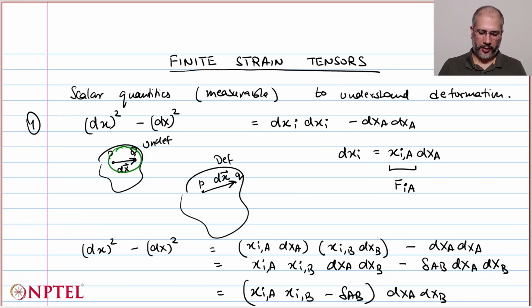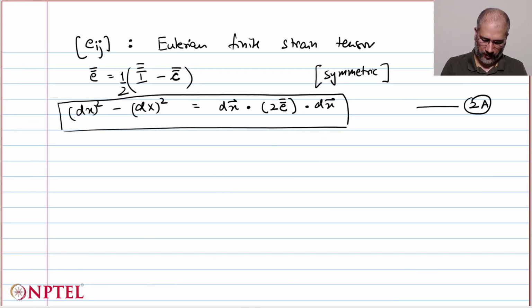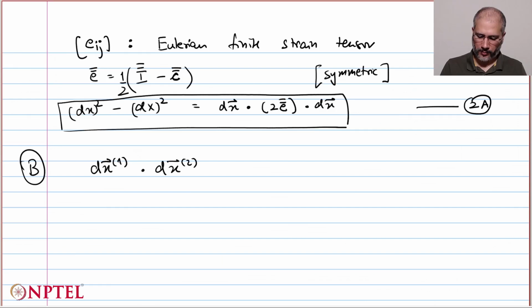Right, so we started the lecture by defining this measurable quantity. Let's call this A, and now we'll define another one and we'll call this B, and this scalar measure is dx1 vector dotted with d small x 2 vector. So let me tell you what they mean.